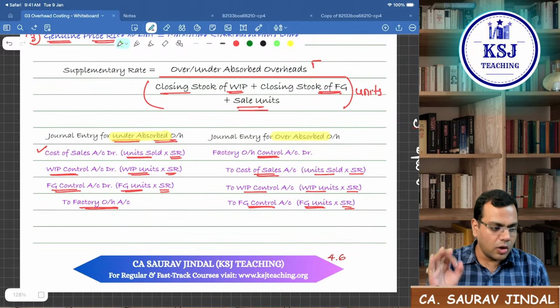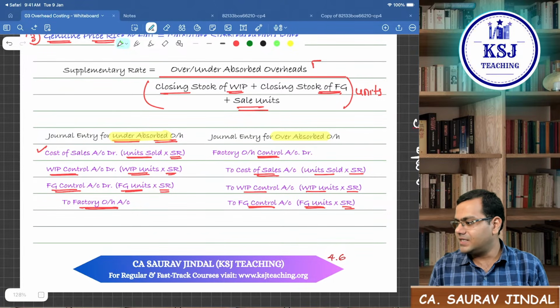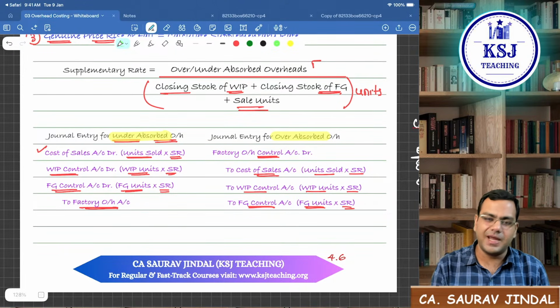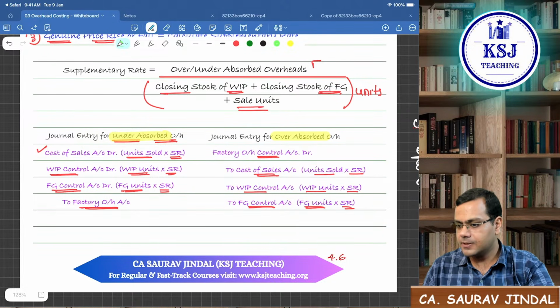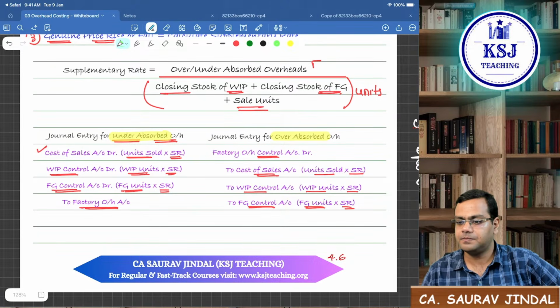Please go through all the concepts once. Take 2-3 minutes, go through all the concepts and see if you have any doubts. Then we will move to the practical part of this chapter. Please go through it once and see if you have any doubts in any of the questions anywhere. So let me know.